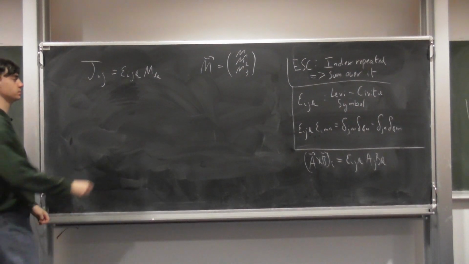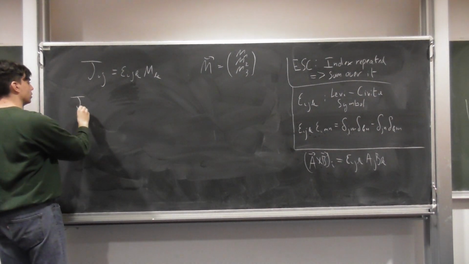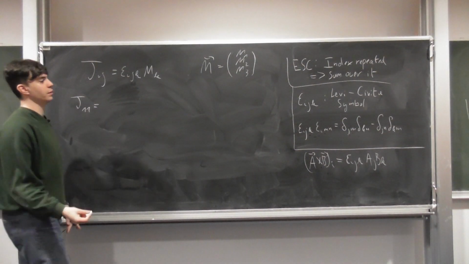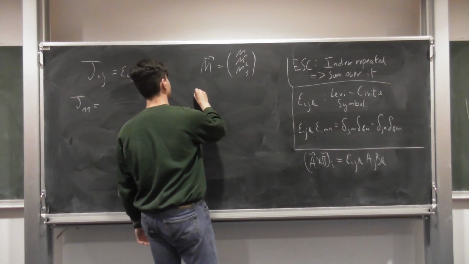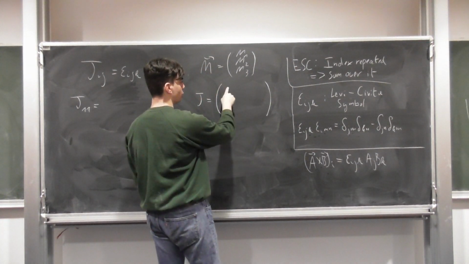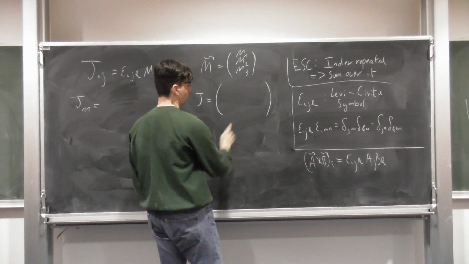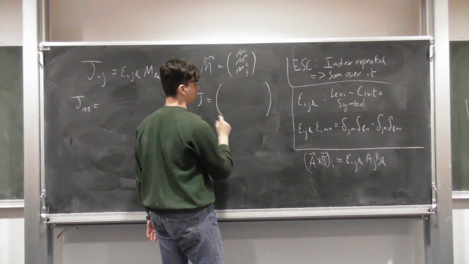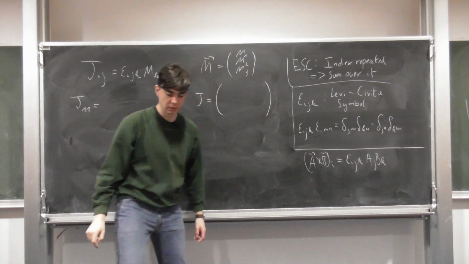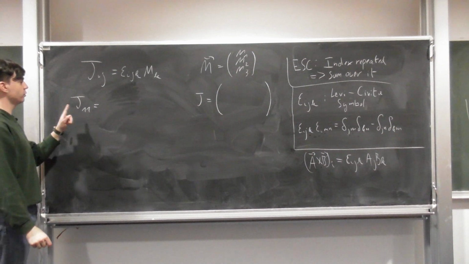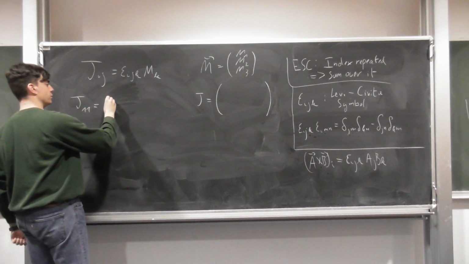So that means writing J11 is equal to computing it and then putting it in the matrix. So here we have J11, J12, J13, J21, J22, J23, J31, J32, J33. Okay, what are those J's? Well, J sub 11 has this definition.